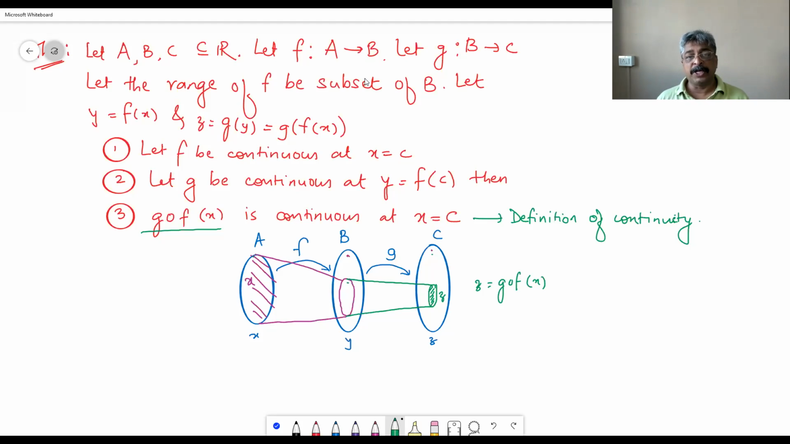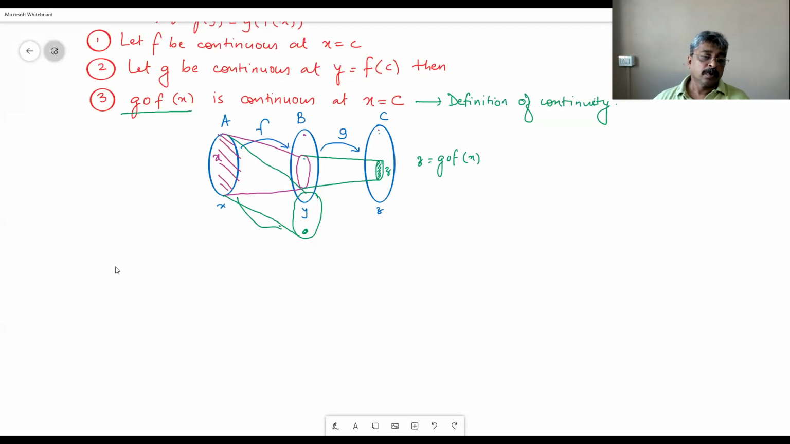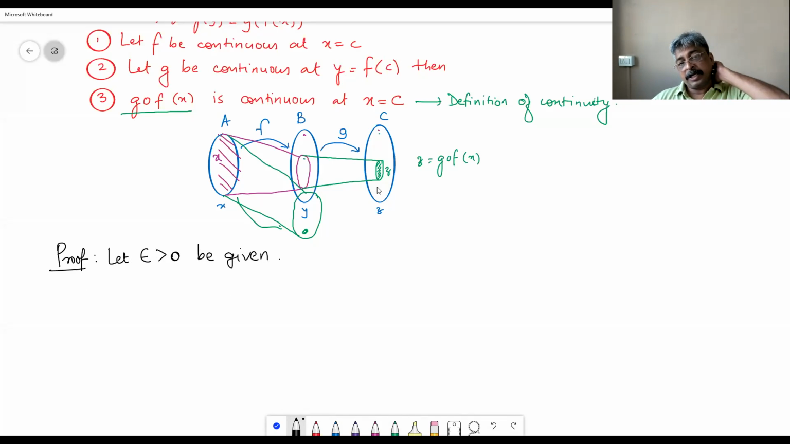I'll give you a few more minutes. Proof. Let epsilon greater than 0 be given. That is, your epsilon is given for z. z should be within the epsilon limits. That is what is given to you.